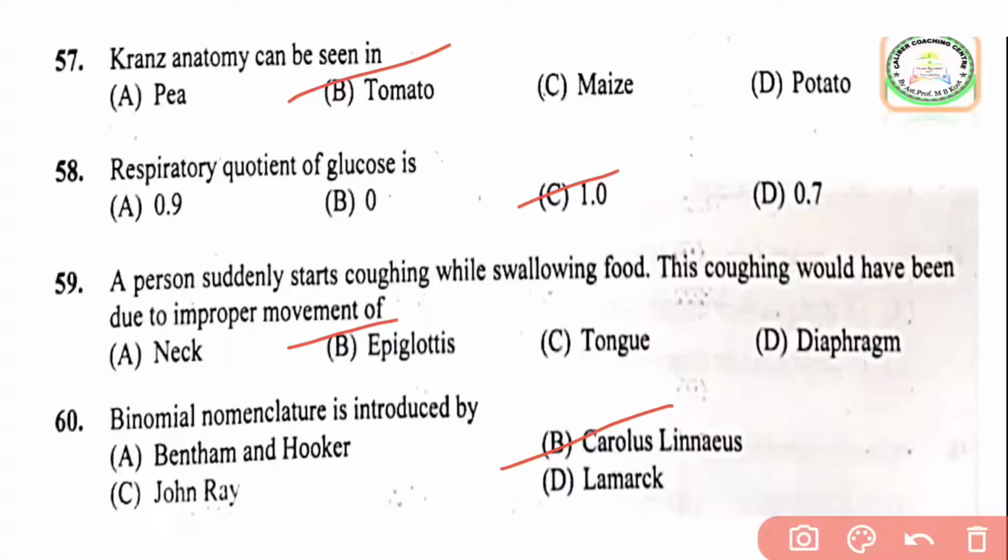I hope you all did well, and all the best for the further exams. All the questions are arising from the NCERT only. So do study NCERT books well, line by line. Yes, guys.